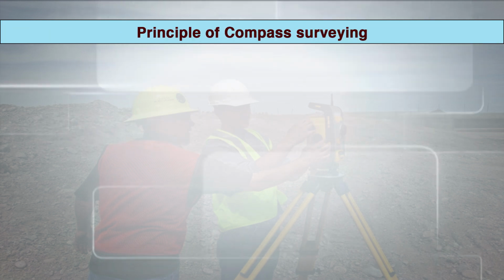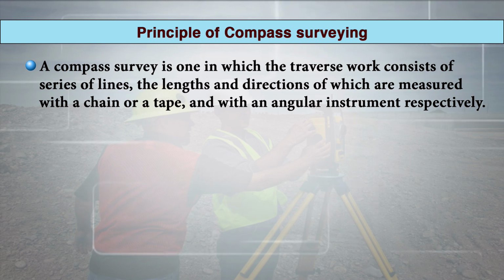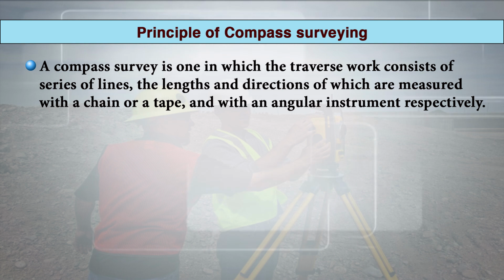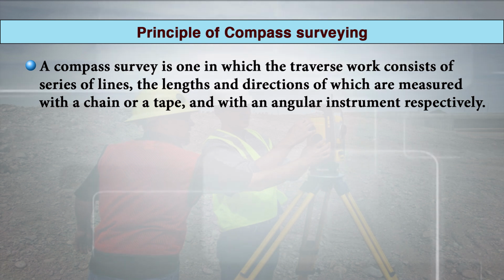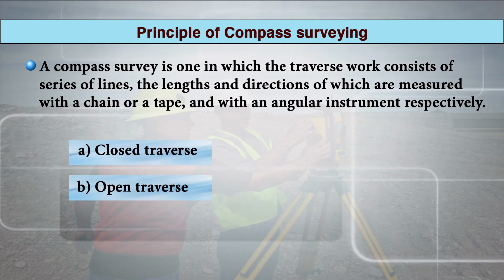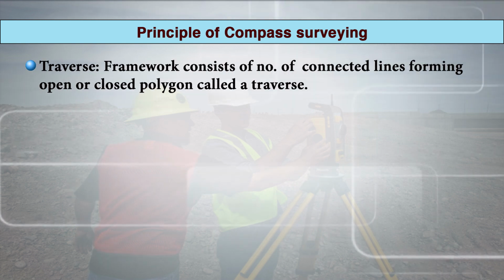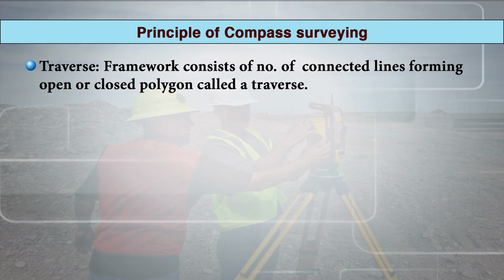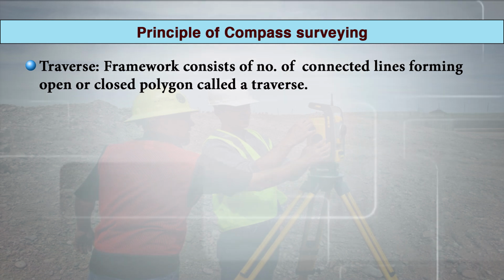So, principle of compass surveying. A compass survey is one in which the traverse work consists of series of lines, the length and direction of which are measured with a chain or tape and with an angular instrument respectively. A traverse may be classified as closed and open traverse. So, what do you mean by traverse? Framework consists of number of connected lines forming open or closed polygon. They are called as traverse. Traverse are basically two types, as I discussed, closed and open.